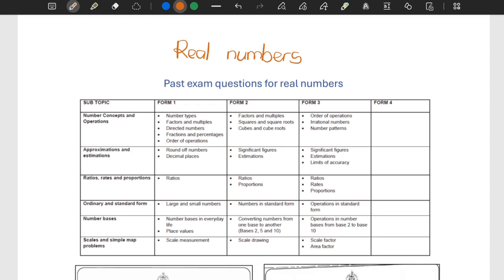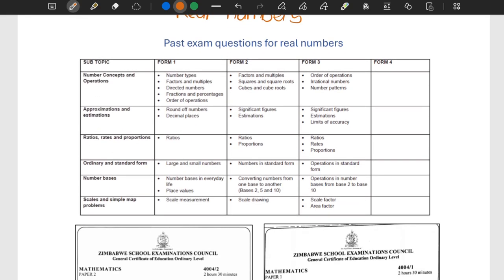As a recap from the notes, if you'd like a deep dive or better explanation of some of these topics, there is a playlist with lectures, tutorials or notes which cover the subtopics under real numbers, which is the first chapter in the ZIMSEC syllabus. That's covering number concepts, approximations and estimations, ratios, rates and proportions, ordinary and standard form, number bases, scales and simple math problems.